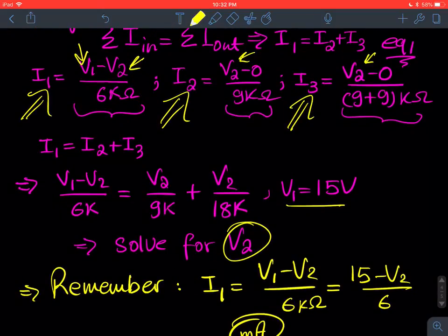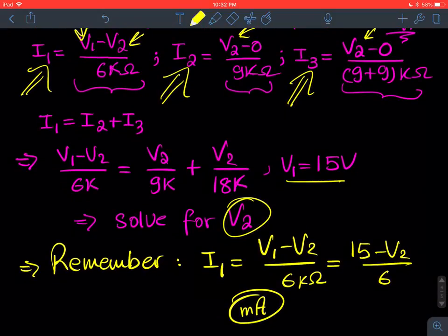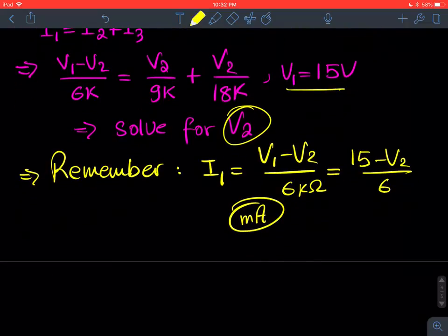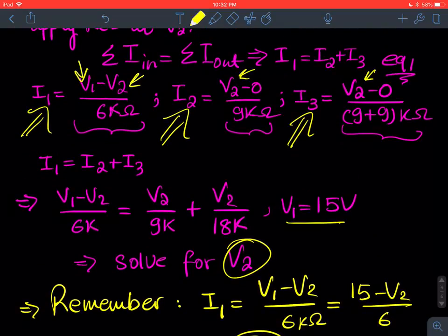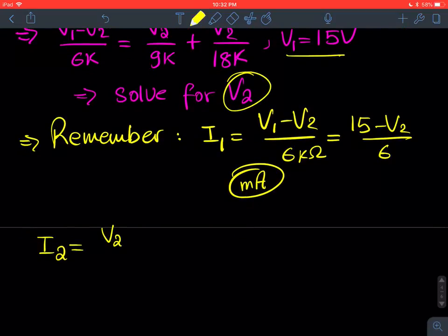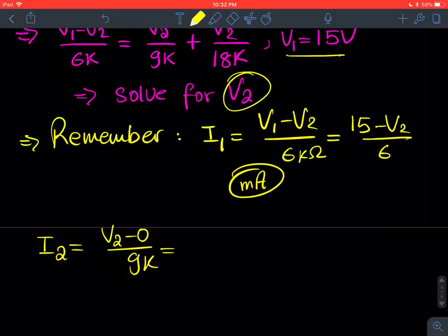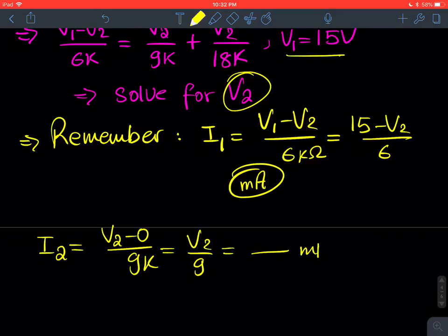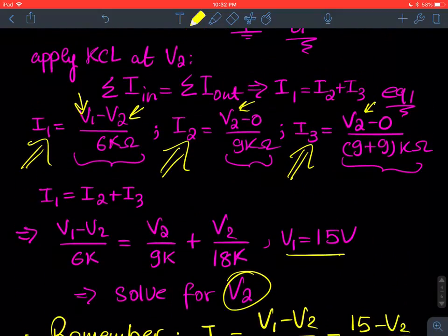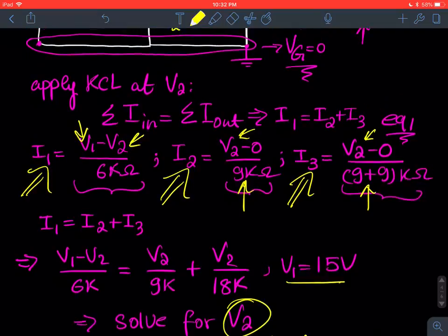That's where you might make a mistake, and that's where most students lose their marks. Same thing with I2. You can write V2 minus 0 over 9K equals V2 over 9. It's going to be something in milliamps. Same thing with I3. Instead of 9, you have 18 here, and then you found I3.